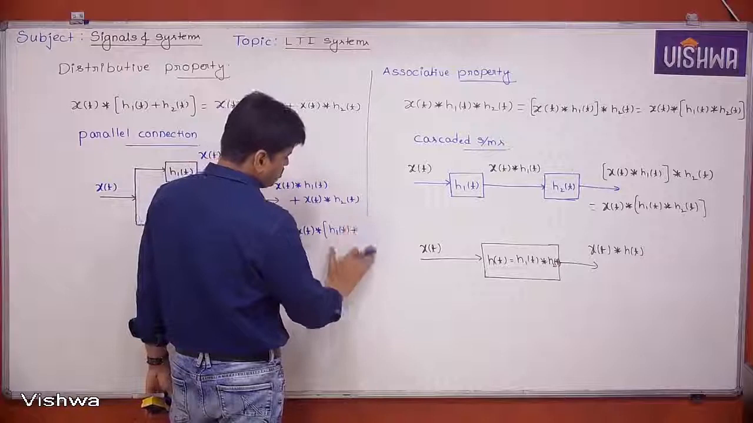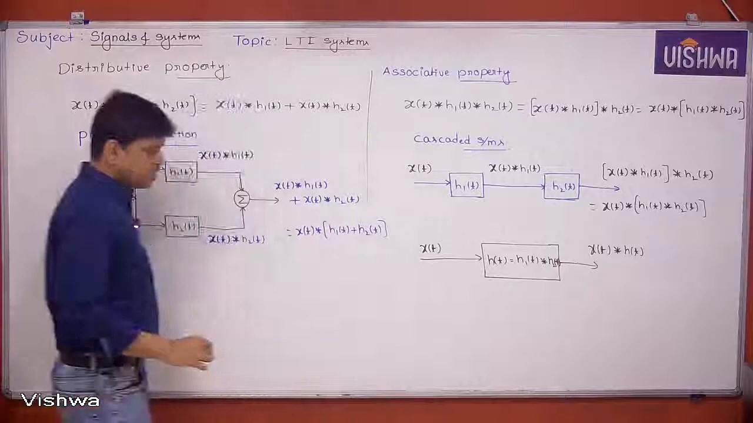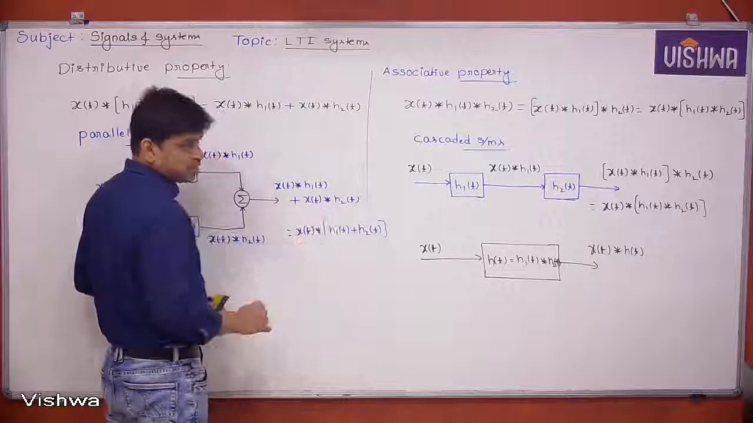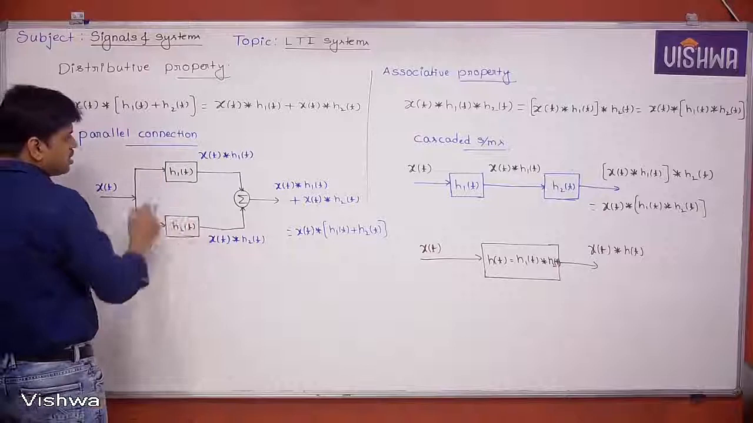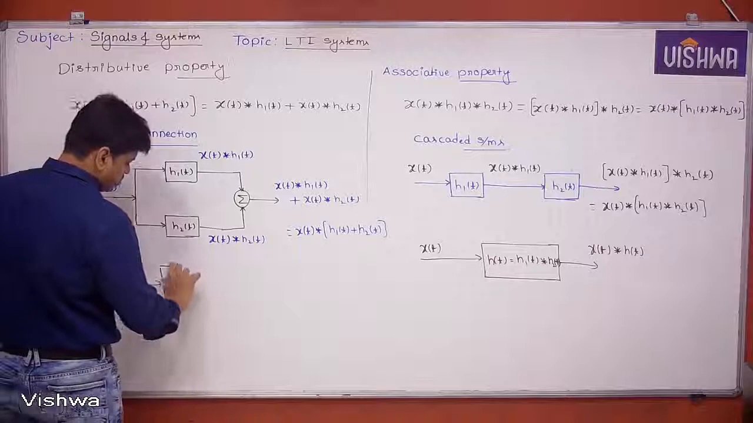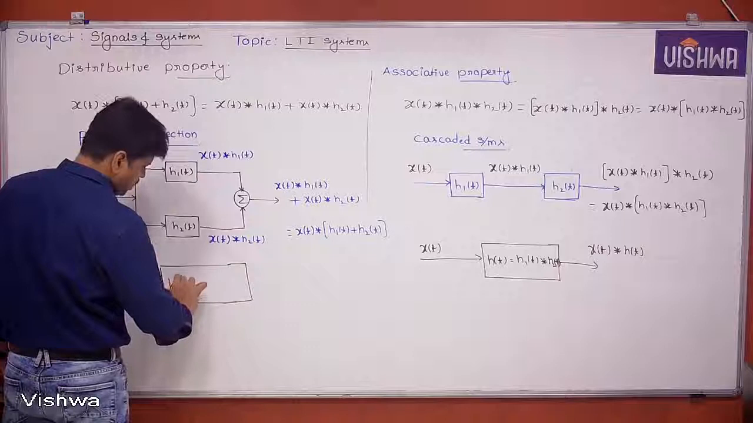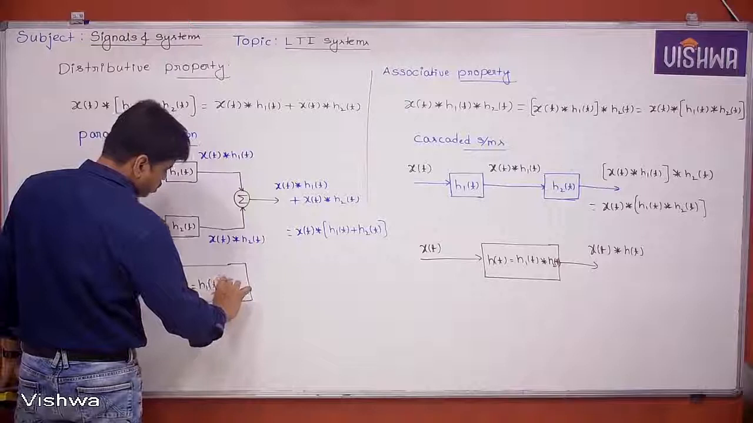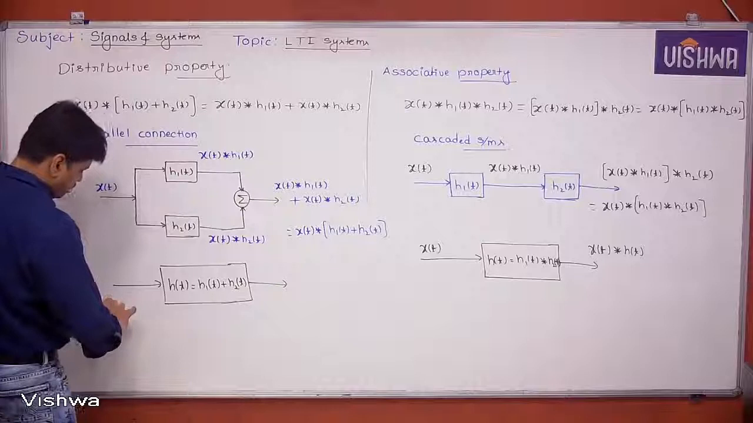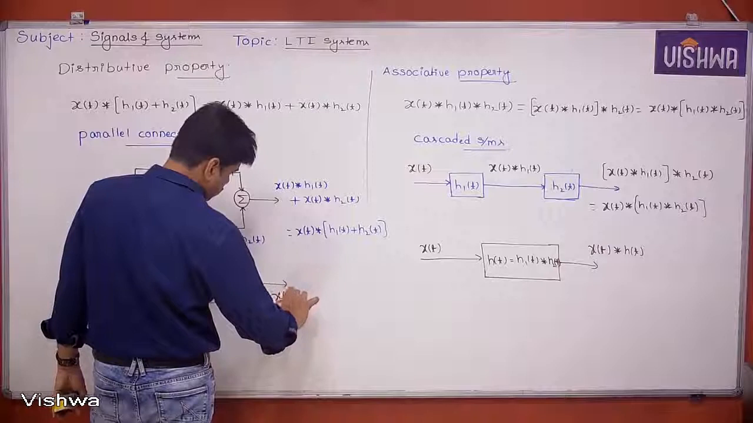That means if the input is x of t, we are going to get the output x of t convolution with something. That something is nothing but the overall impulse response. That means I can replace these two systems with a single system which has an impulse response that is the sum of the two impulse responses, which is h of t equal to h1 of t plus h2 of t. That's what we are going to get. So if the input is x of t, the output is x of t convolution with h of t. Okay, take it.